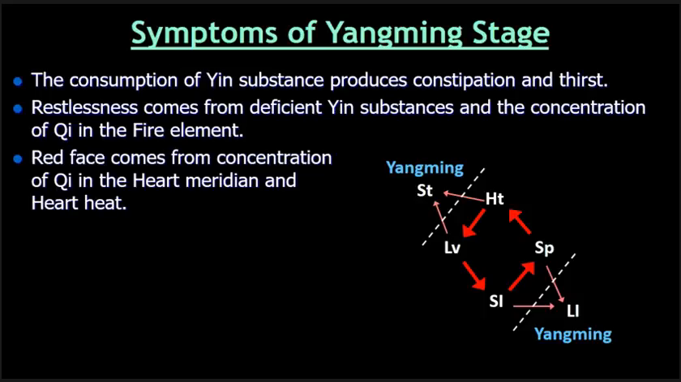The consumption of yin substance produces constipation and thirst. Restlessness comes from deficient yin substances and the concentration of qi in the fire element. Red face comes from concentration of qi in the heart meridian and heart heat. So you see the heat will accumulate inside that heating cycle, and this will consume yin substances from the liver and spleen. So you see that liver and spleen get consumed, and heart and small intestine get hotter, and their fire burns more because qi is consuming them, producing heat in this closed cycle.